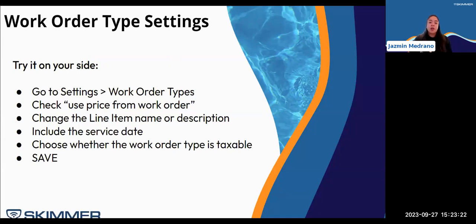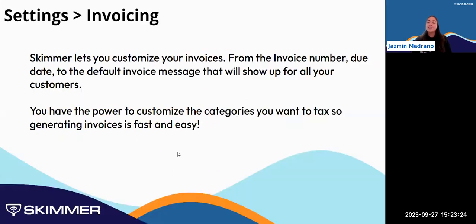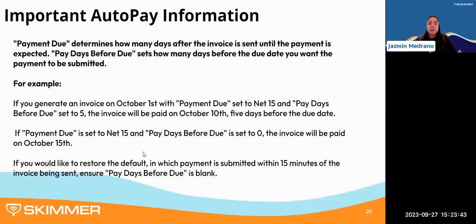So the next thing we're going to talk about is your invoicing settings. Skimmer lets you customize your invoices from the invoice number, the due date, the default invoice message that will show up for all your customers. You have the power to customize the categories you want to tax, so generating invoices is going to be fast and easy. So we can do this by going into settings and invoicing.